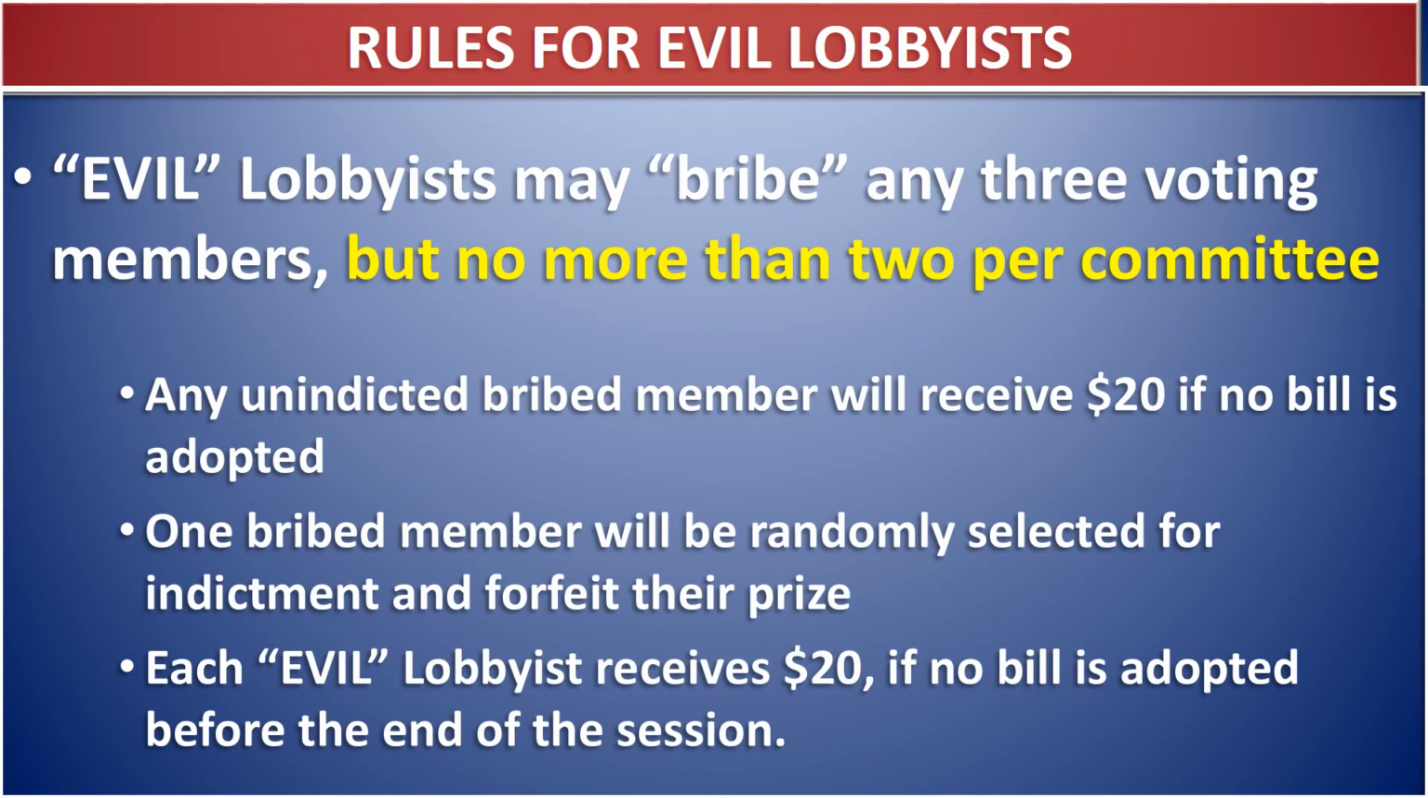Any unindicted bribed member will receive $20 if no bill is adopted, which means if you take a bribe, you stand to have $20 as long as no bill is adopted by any time during the session. However, one bribed member will be randomly selected for indictment and they will forfeit their prize, which means there will only be two $20 prizes to bribed members. Finally, if the evil lobbyists are able to prevent you from adopting any bill, each evil lobbyist will receive $20 if no bill is adopted before the end of the session.